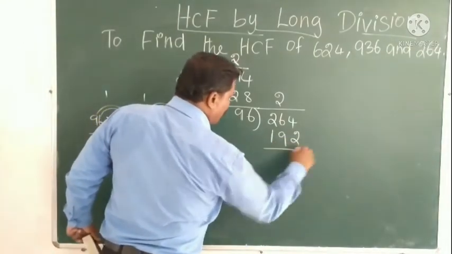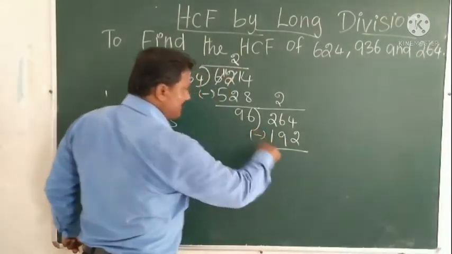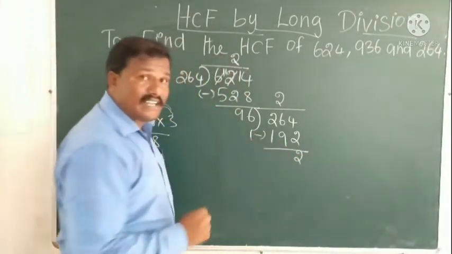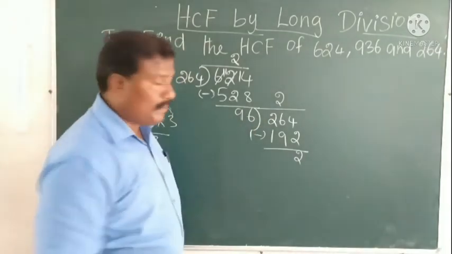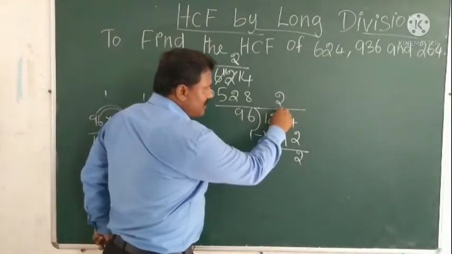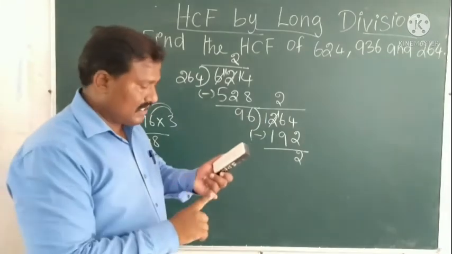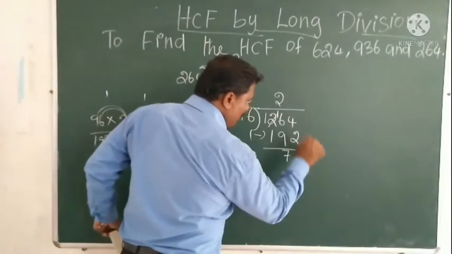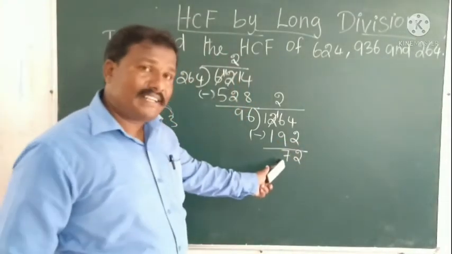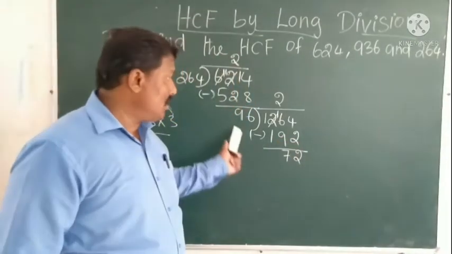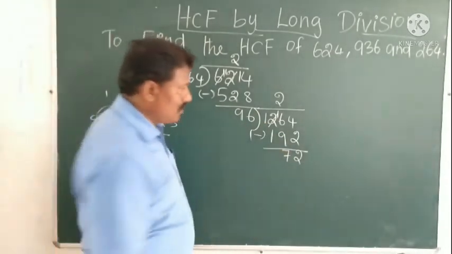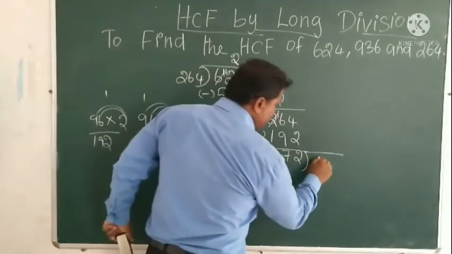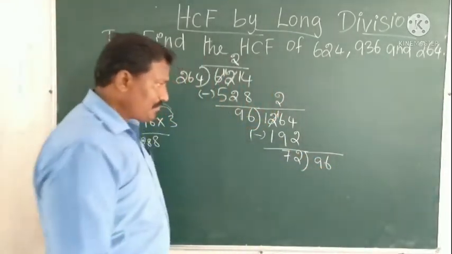192. Now let me subtract again. So 4 minus 2, 2. 6 minus 9, we can't subtract. So borrow from the nearby number. So here becomes 1, here 16. So 9 after 10, 11, 12, 13, 14, 15, 16. 7 is the difference. Okay. Now we say this is a new remainder. It becomes the divisor. The old divisor becomes the dividend. So we say 72 is the divisor, then 96 as a dividend.